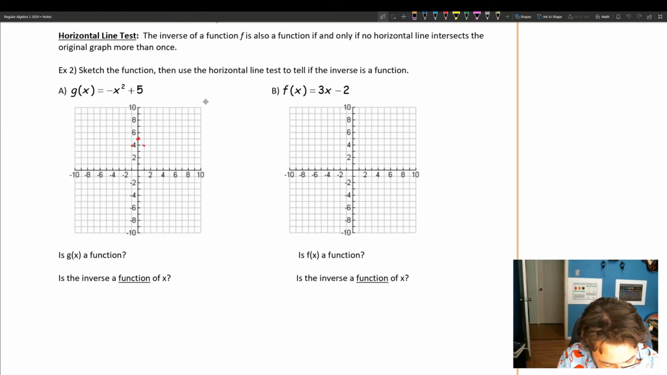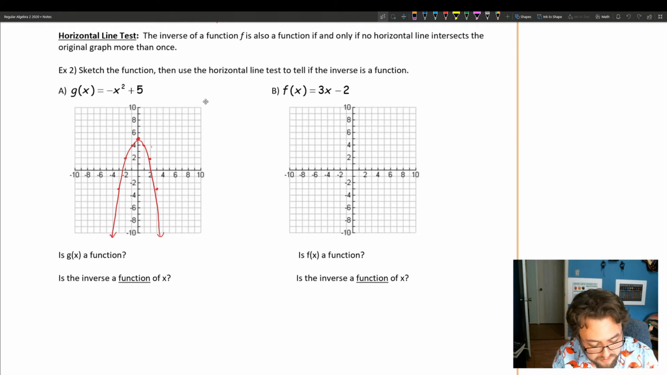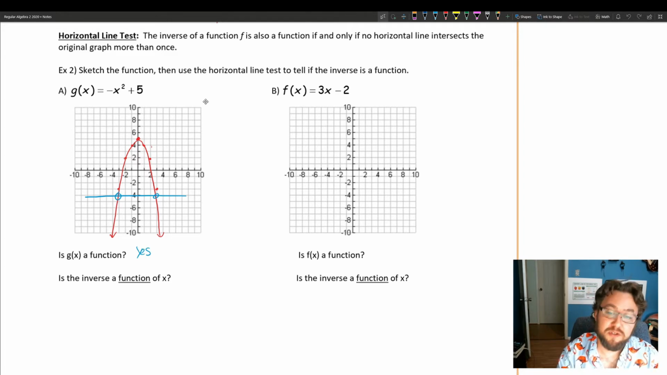2 and 1, 1, 2, 3, 4, 4, 5, 6. So here's our parabola. It's a rough kind of sketch. And if I draw a horizontal line across this, and I'll just draw one here in blue, we can see that it crosses our graph 1 time, 2 times. So is g of x a function? Does it pass the vertical line test? Yes, it does. Is the inverse a function of x? The answer here is no, because our horizontal line touches our graph more than once.